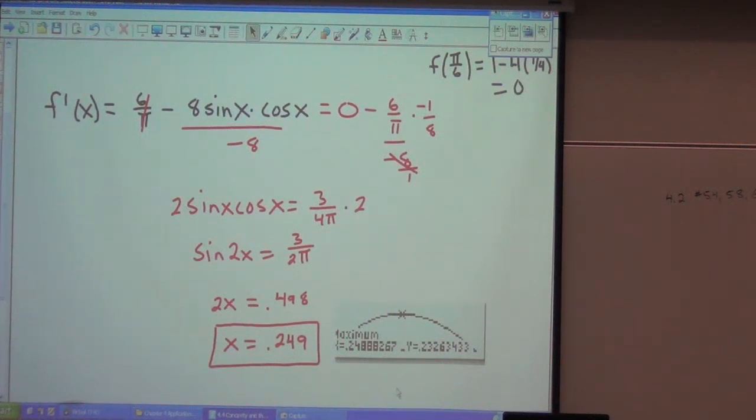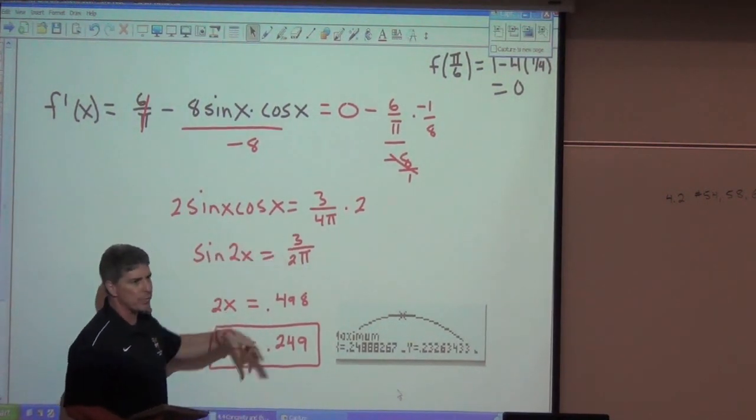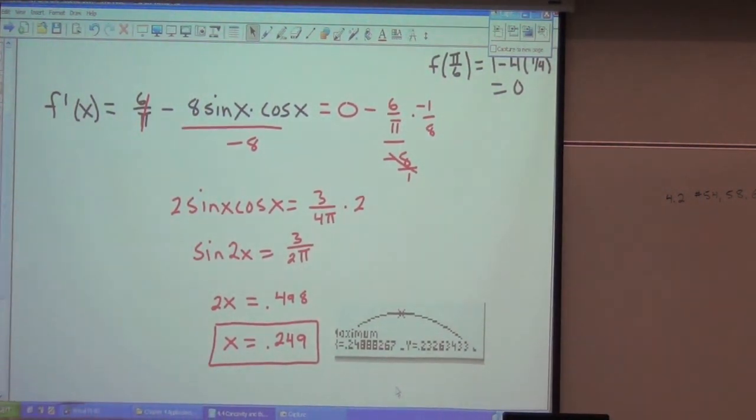So really, there was no trig magically to do when we got to here. You know, if this would have been a 1/2 or square root of 3 over 2 or 1 or something like that, we could have done it without a calculator.